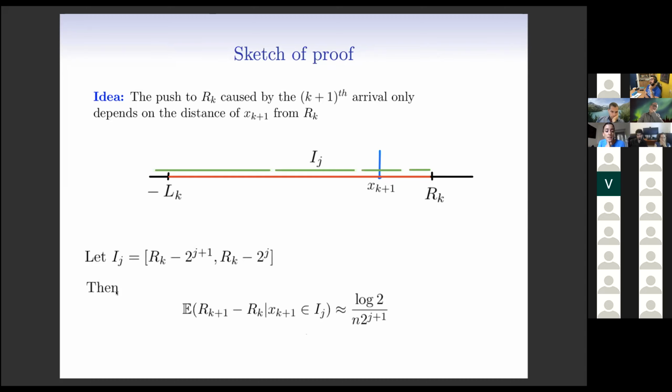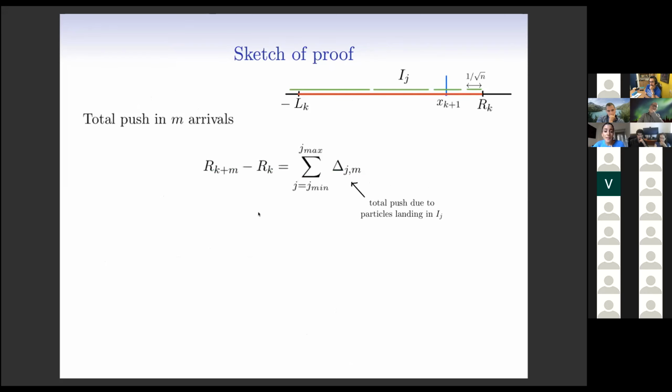And let's estimate the push that the right extremum gets when a new particle lands in one of these intervals I_j. Well, this push is approximately some constant divided by n times 2 to the j, which is roughly the distance at which the particles are from the right extremum. And when I say approximately, I mean we have good upper and lower bounds with small errors. And according to whether you use upper or lower bounds, you can use this to build supermartingales or submartingales.